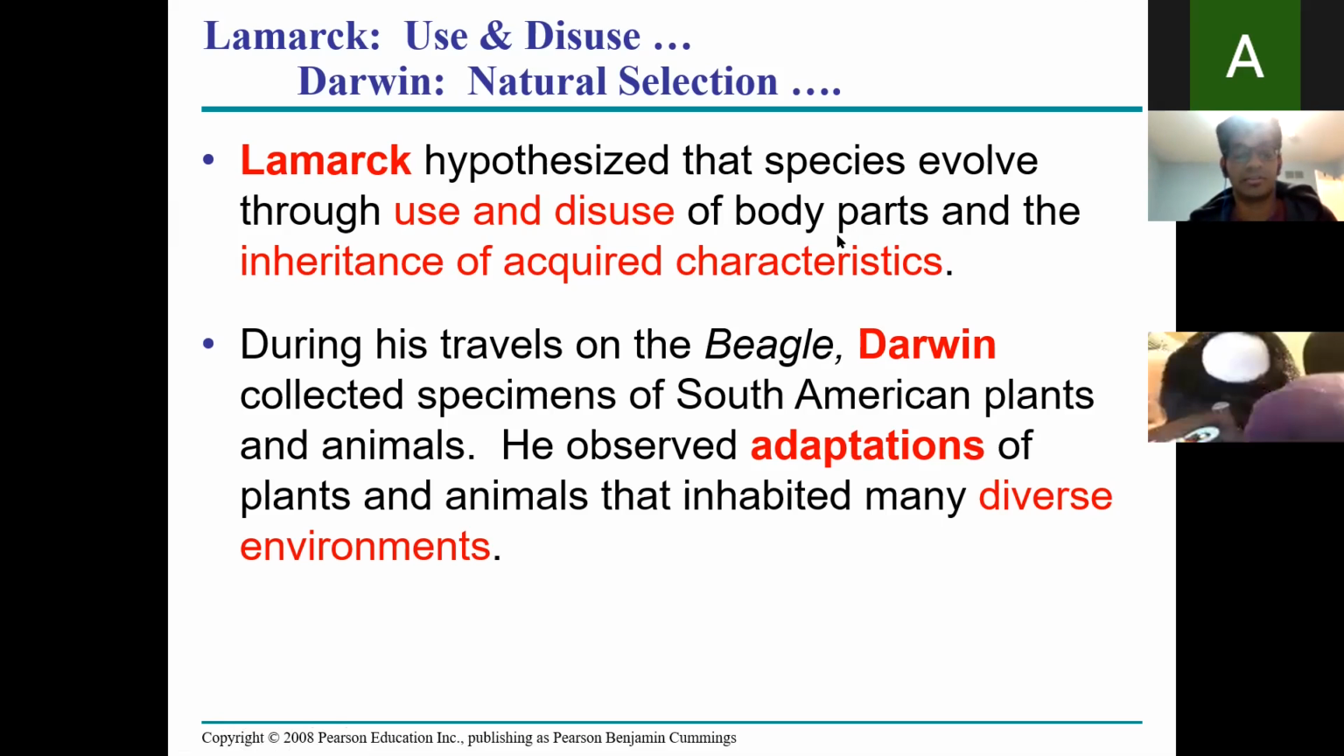During his travels on the Beagle, Darwin traveled all over the world. He went to South America. He collected plants and animals there. He observed adaptations of plants and animals. A key part of evolution at the beginning is noticing that animals and plants and generally all organisms are really adapted to their environment. They function specifically for what they do, like they're designed for it.